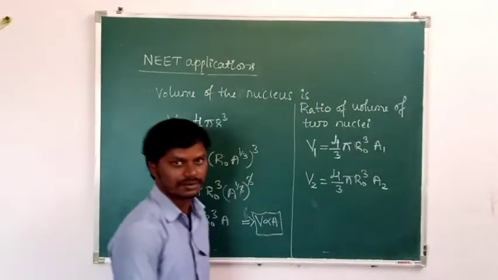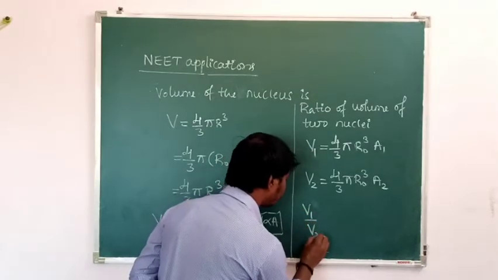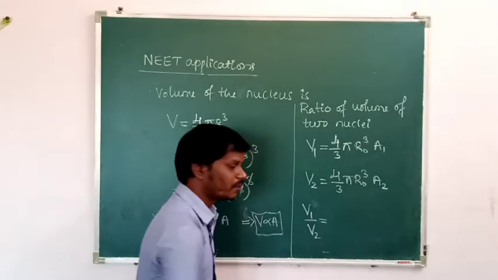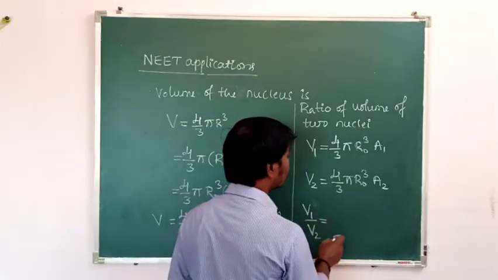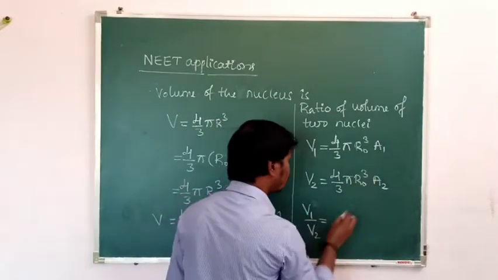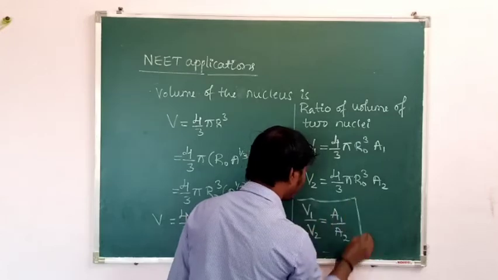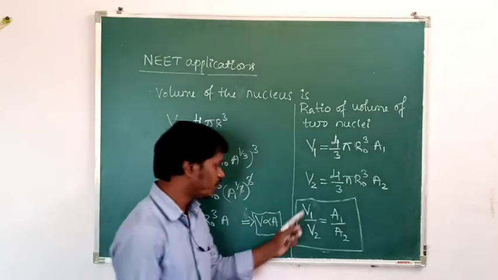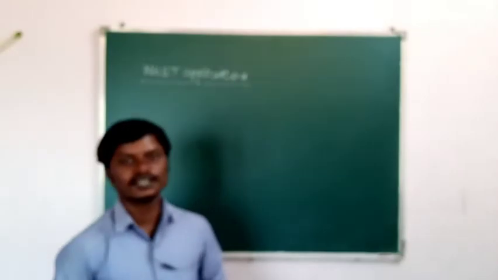Okay, take the ratios, means V1 by V2. V1 means here volume of the first nucleus and V2 is the volume of the second nucleus. V means it is volume, don't confuse. Then V1 by V2 is equal to, so 4 by 3 pi r naught cube gets cancelled. Then what we got now? A1 by A2. It is the formula used to find the ratio of volume of two nuclei having the mass numbers A1 and A2. That is V1 by V2 is equal to A1 by A2. It is about the first application. Then the second application.